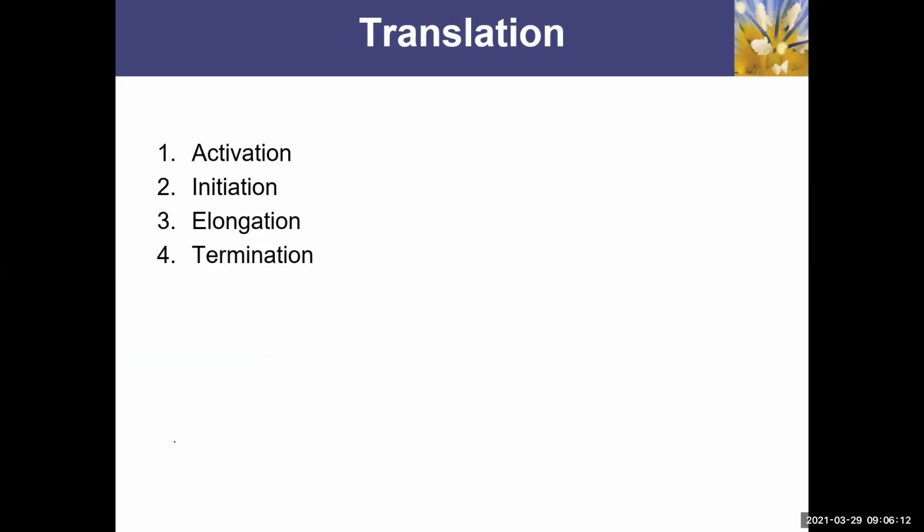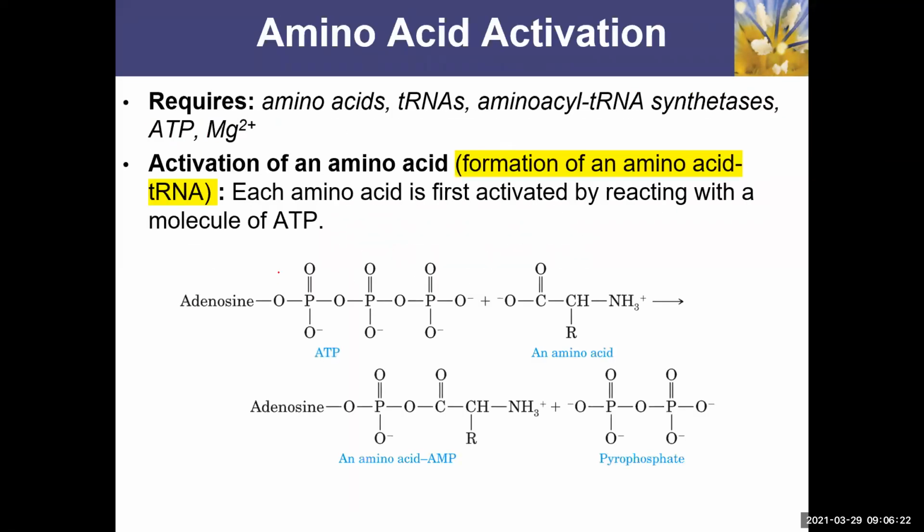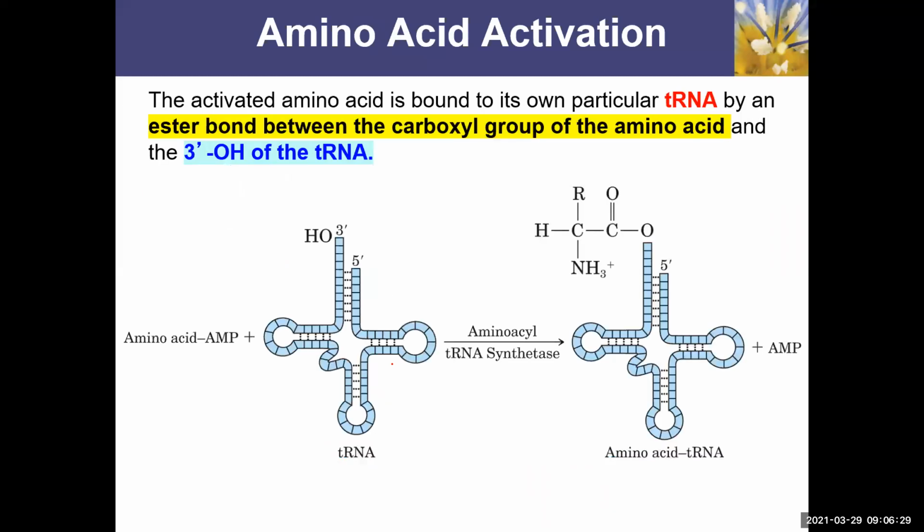In that class, we had finished activation, right? We had finished activation and charging of tRNA. If you remember, we spoke about how your amino acid combines with ATP and gets activated. Once the amino acid is activated, it charges the tRNA. What does that mean? That means the amino acid gets attached to the 3' end, remember this point, the 3' end of the tRNA, which has a free 3' OH end.